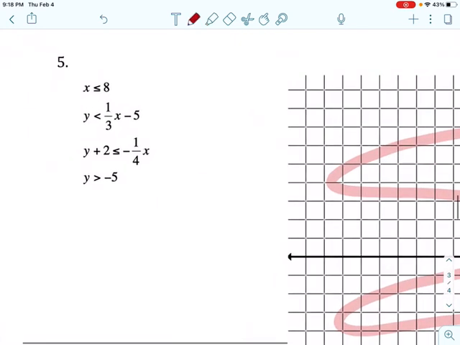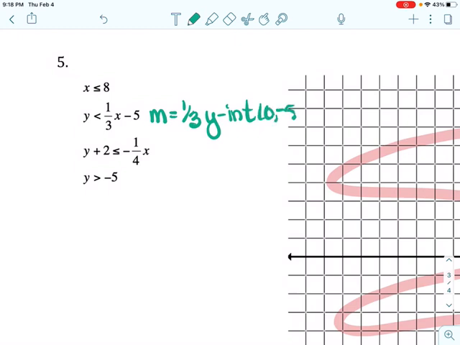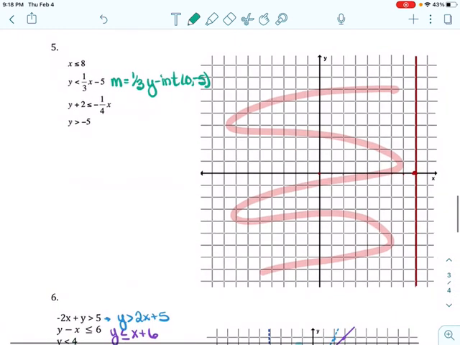Okay, so let's try our next one. Use the minty one. So m is 1/3, and the y-intercept is 0, -5. So I'm going to go to -5. Here he is. Up 1, right 3. Okay, this is going to be a dotted line.